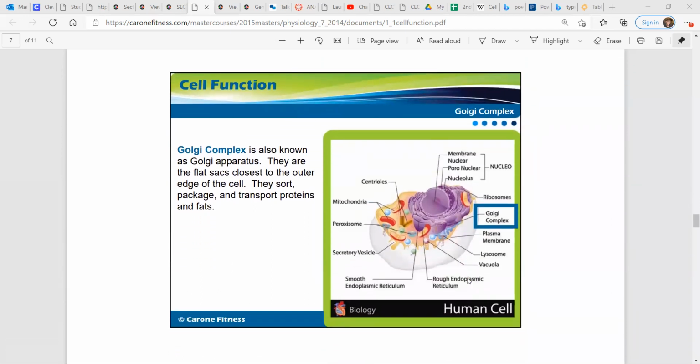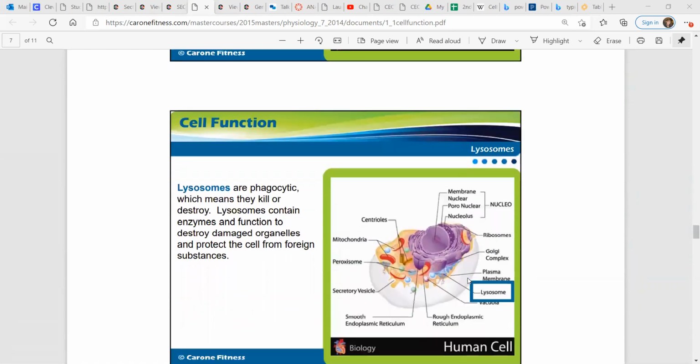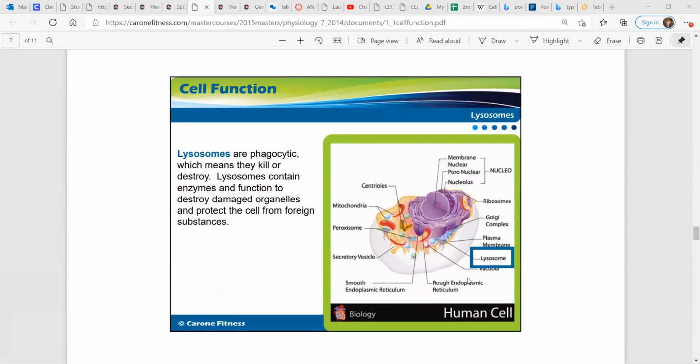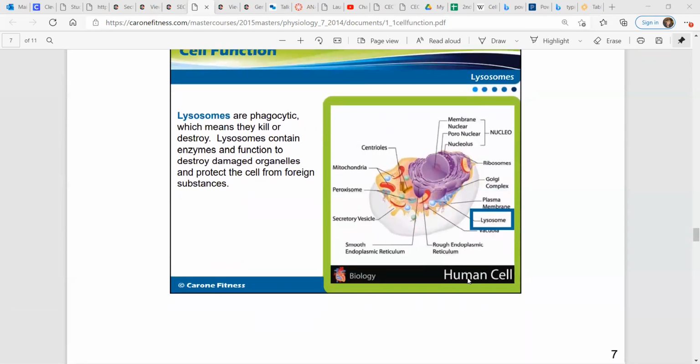The Golgi complex is also known as the Golgi apparatus. They are the flat sacs closest to the outer edge of the cell. They sort, package, and transport proteins and fat. Lysosomes are phagocytic, which means they kill or destroy. Lysosomes contain enzymes and function to destroy damaged organelles and protect the cell from foreign substances. They're like the bodyguards.